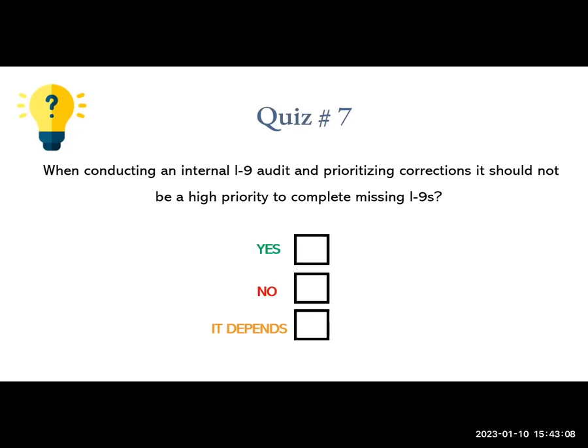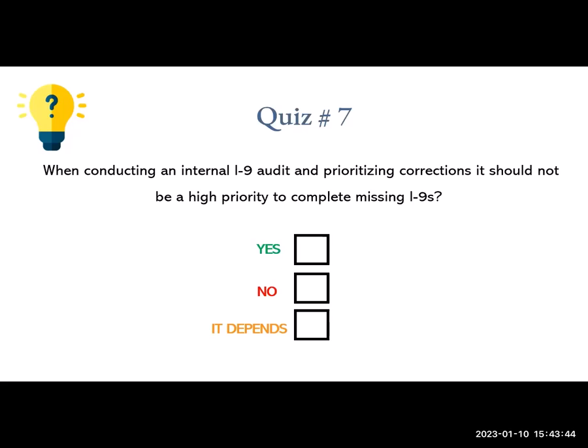When conducting an internal I-9 audit and prioritizing corrections. So you find when you're doing your audit that you have I-9s that are missing. They have not been done. When you cannot fix it all at the same time. And I find this as an issue whenever I'm doing audits, that there's a lot of things that need to be fixed. So how do you determine what is a priority? Is completing a missing I-9 high on the priority list? And the answer I have to say is yes.